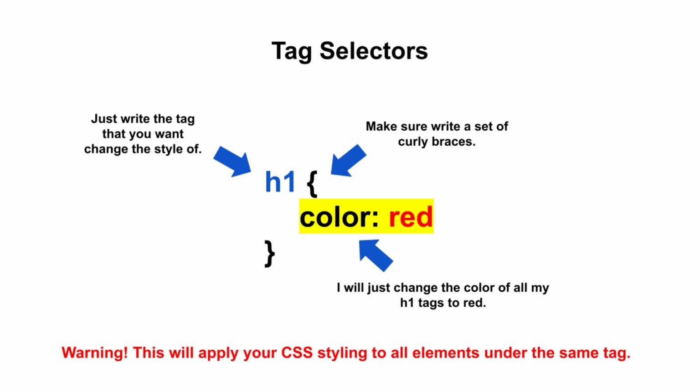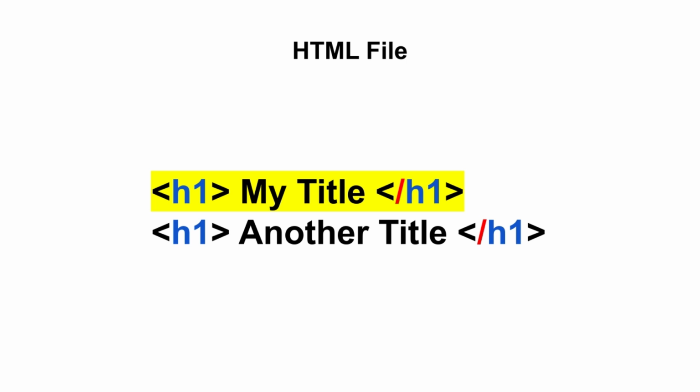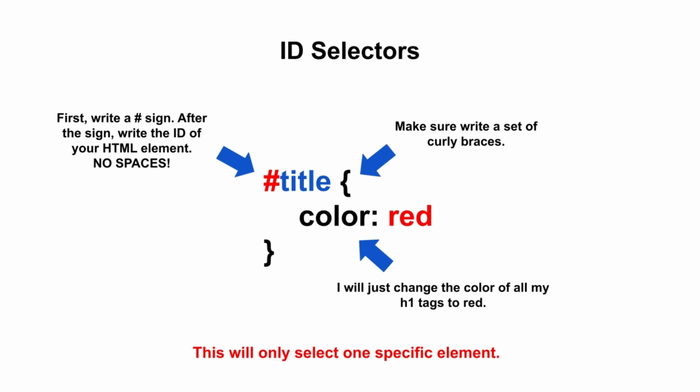One thing I must make clear is that the tag selector selects all the elements sharing the same tag. So not only our main h1 element will be styled, but all h1 elements in our HTML will also be styled. If only there was a way to select one specific element. That actually brings us to our second CSS selector. It will be the ID selector.